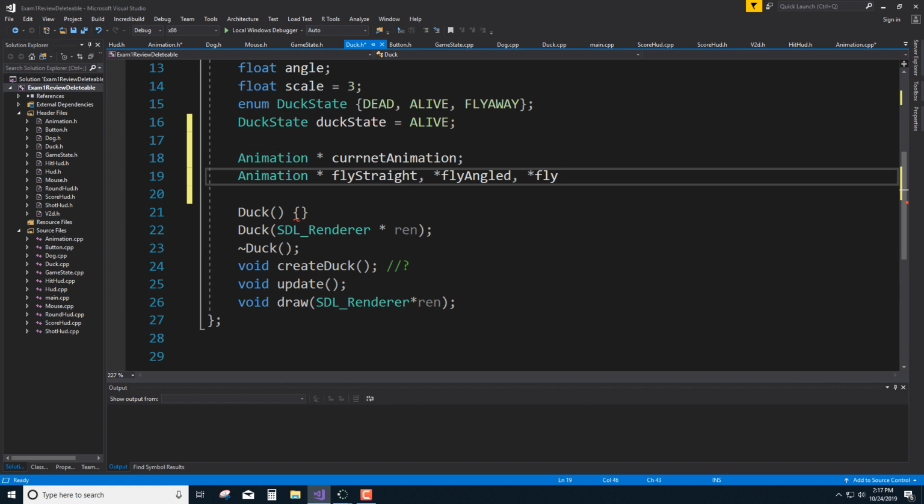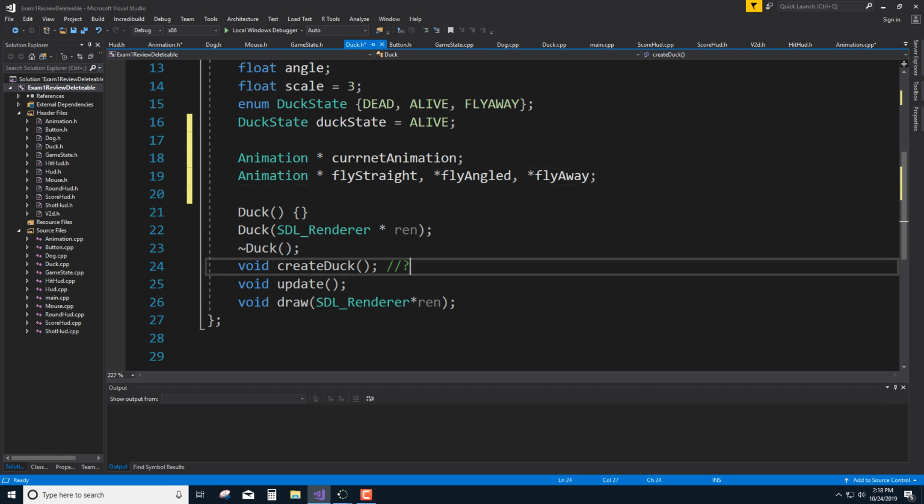And if you don't like those names, you can name it whatever you want as long as you keep up with it. Be consistent. So flying straight, that's going to be the horizontal where he's just looking straight. The angled is at like a 45, and then the fly away is straight up. Like I said, we'll deal with the other ones later. We'll have a current animation pointer that'll point to whichever one of these we are working with at the time, and we'll just update whatever the current animation is and go from there.